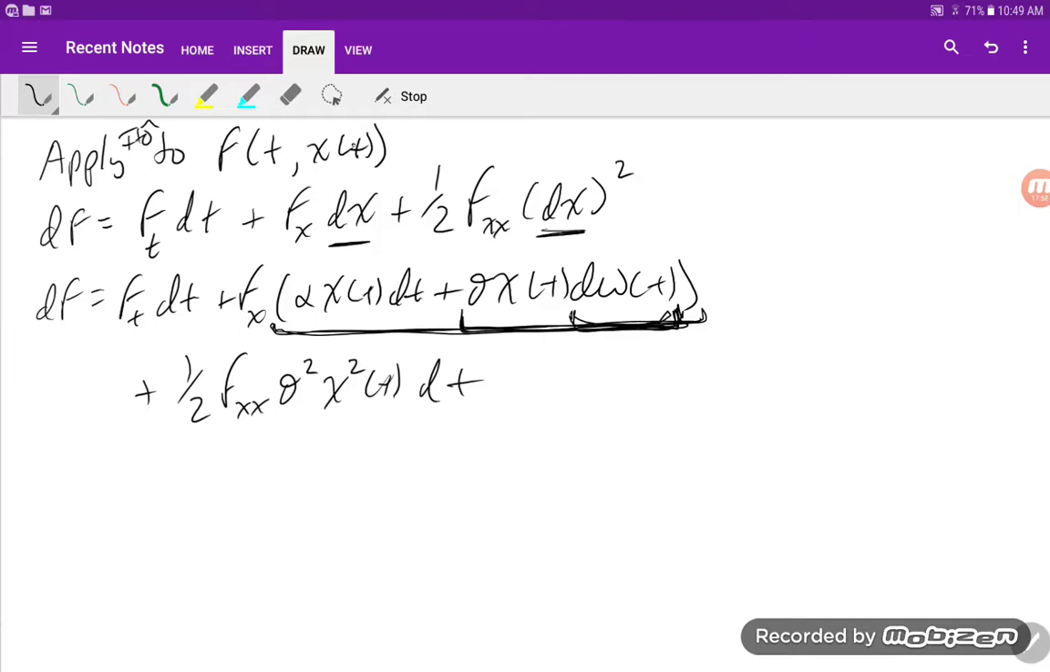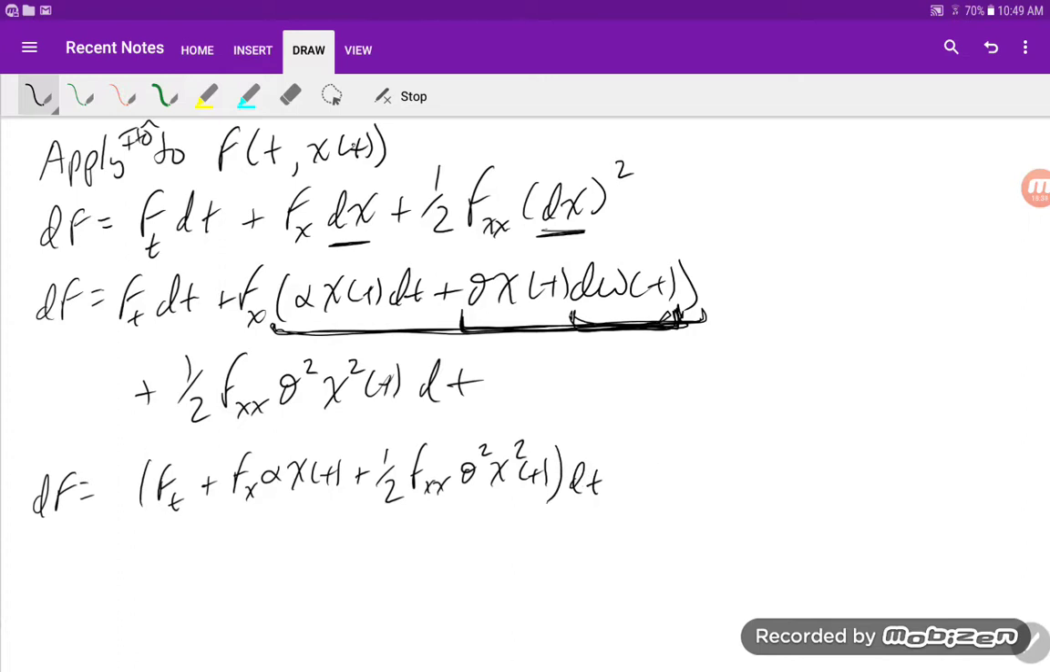So let's gather like terms. So we have that df is equal to f_t plus f_x, and then we'll have alpha plus 1/2 f_xx sigma squared x squared, we can say that dt plus, and then we have sigma x t dWt.